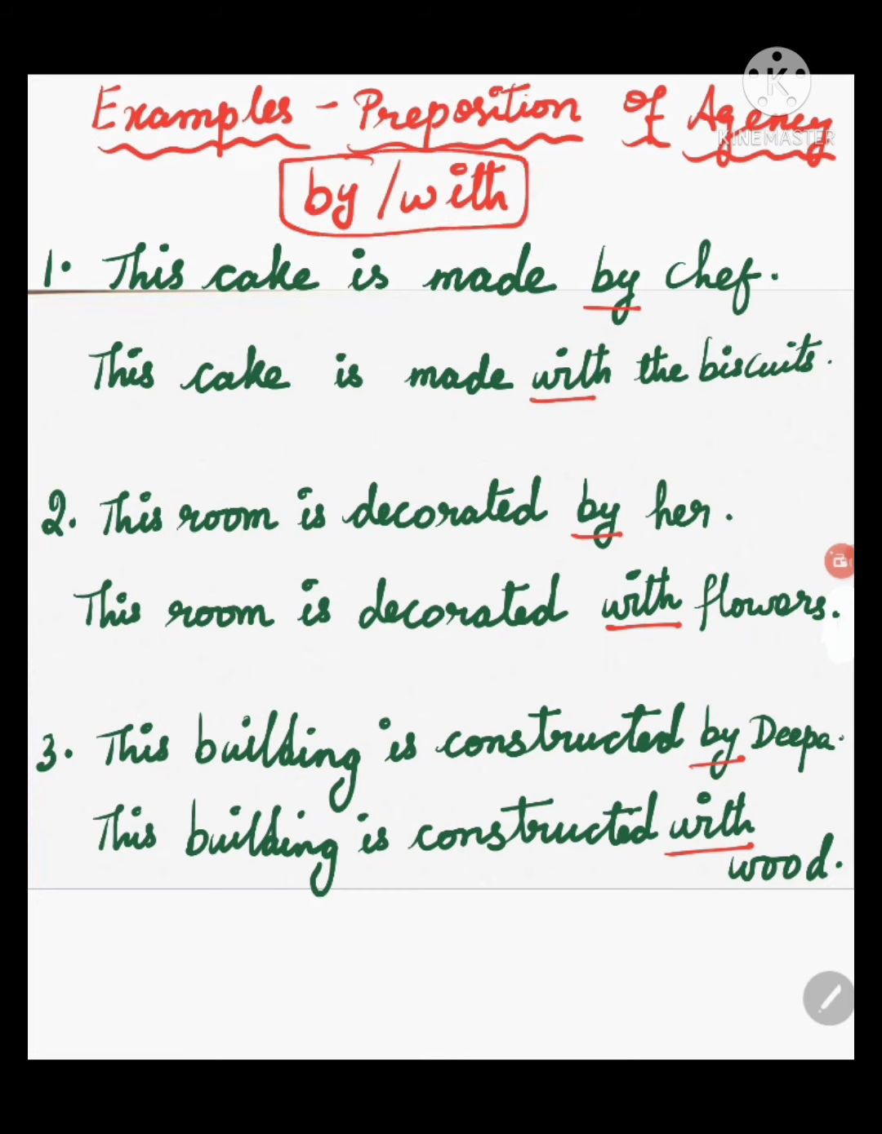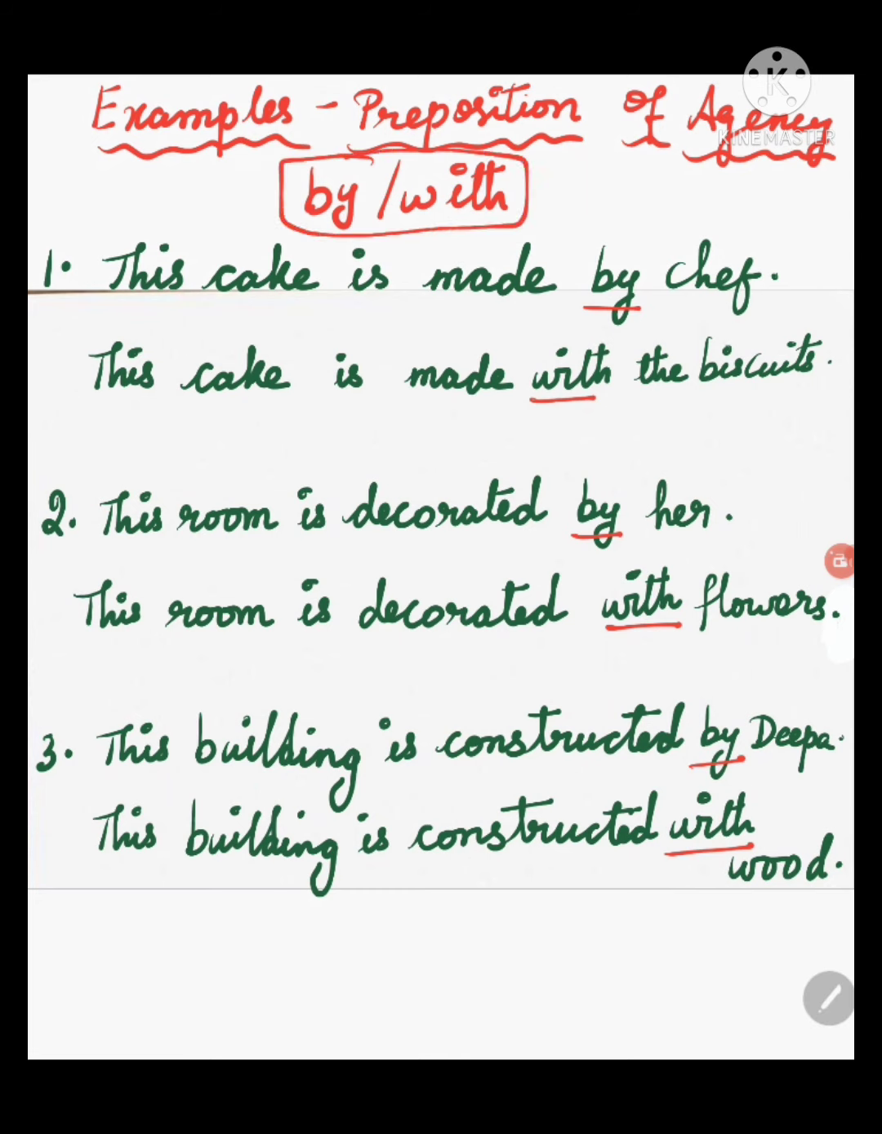The next sentence is this room is decorated by her. Her is a pronoun, feminine gender, and we are using by for a person. So it is done by a person. Here she is a human being. Is it okay? So she decorated this room. This room is decorated by her.